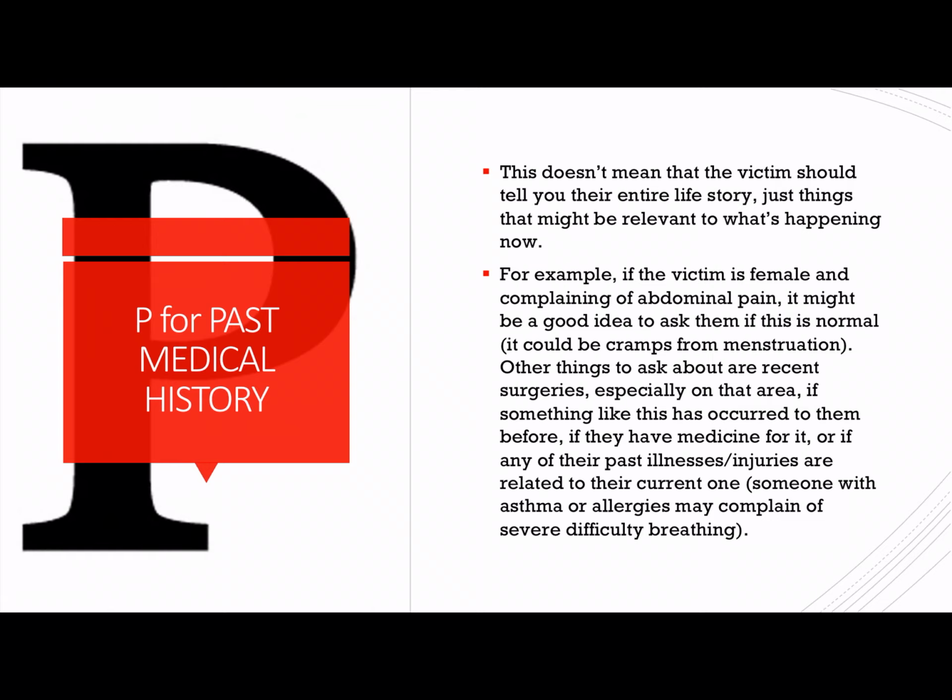Other things to ask about are recent surgeries, especially on that area, if something like this has ever occurred to them before, if they have medicine for it, or if any of their past illnesses or injuries are related to their current one. For example, someone with asthma or allergies may complain of severe difficulty in breathing.